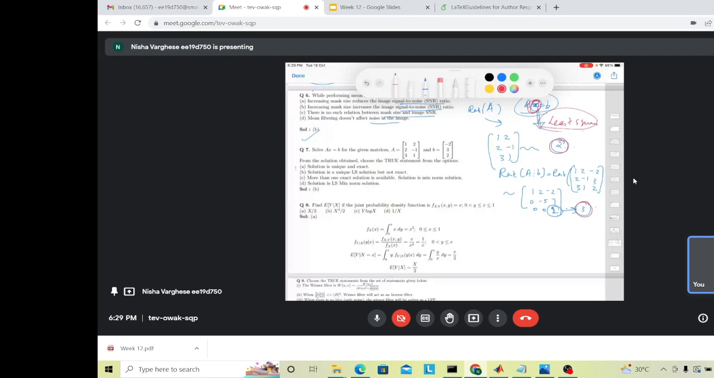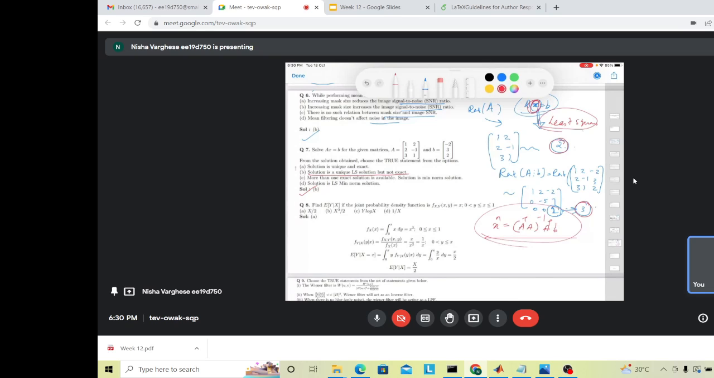So for the least square solution we know the equation, no? x cap should be what? A transpose A the whole inverse A transpose B. So this type of solution is available. This is unique, but it is not the exact solution. So the answer is, solution is unique but not exact. So the answer is B.